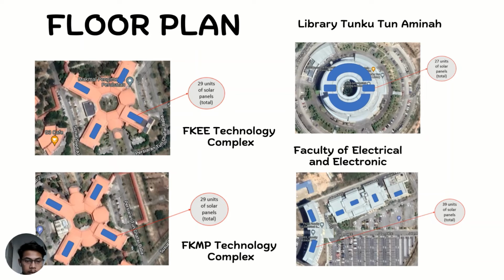At FKE Technology Complex, about 29 units of solar panel will be installed on the rooftop. Also, at the FKMP Technology Complex, about 29 units of solar panel will be installed. Then for the library Tengku Tun Aminah, about 27 units of solar panel will be used. And for the building of Faculty of Electrical and Electronic, about 39 units of solar panel will be used.